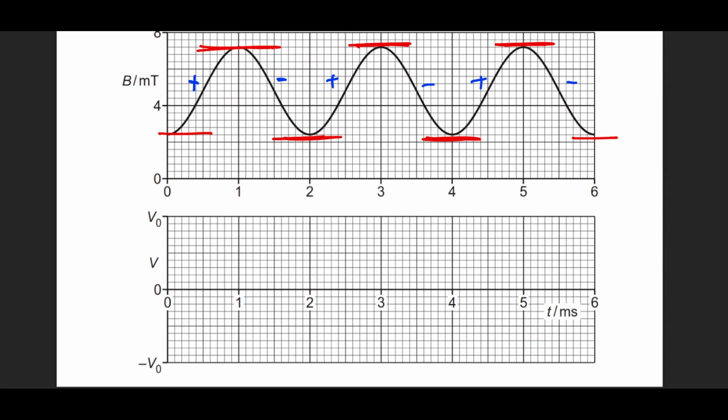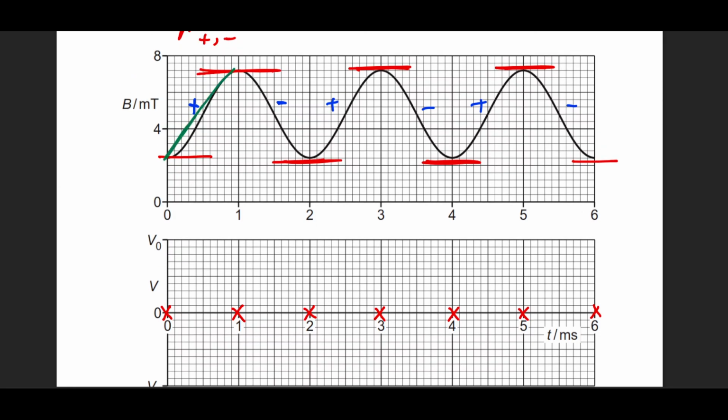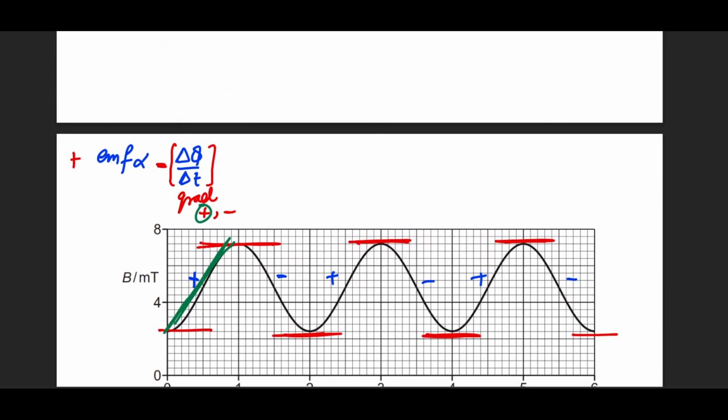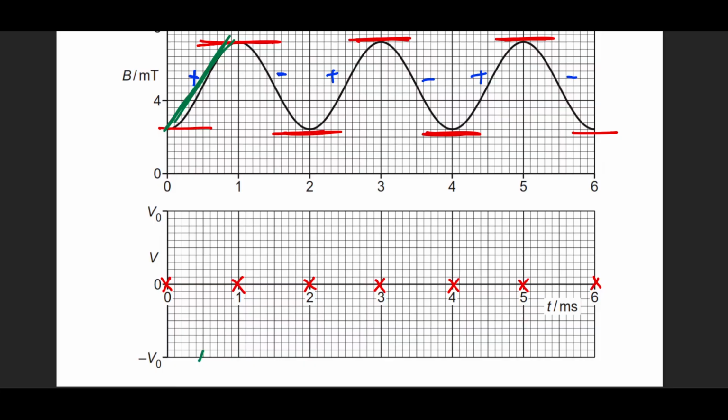So let's mark those points. 0 voltage, 0 voltage, 0 voltage, 0, 0, 0, and 0. No gradients, that's why 0 voltage. Now let's go back to the gradients. So in the first section, we have a positive gradient. If the gradient is positive, the voltage should be negative, because the positive multiplied by Lenz's law gives you a negative answer overall, right? So there should be a negative maximum EMF over here. When the gradient is negative, the EMF is supposed to be maximum positive.